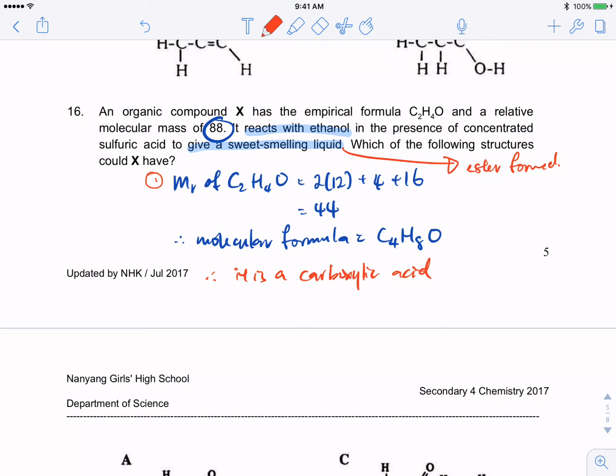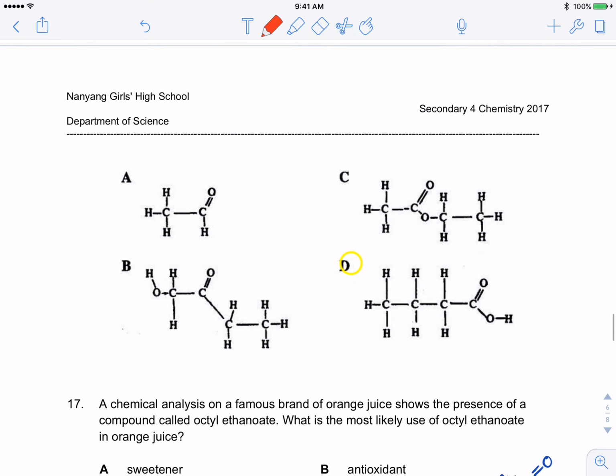Okay, no more sound. So we can just find the Mr is 44. Since it's 88, I know that everything must times 2. Therefore, the molecular formula is C4H8O. And it is a carboxylic acid because it reacts with ethanol to give an ester. Therefore, putting everything together, answer can only be D, which is the acid, and satisfies the formula.